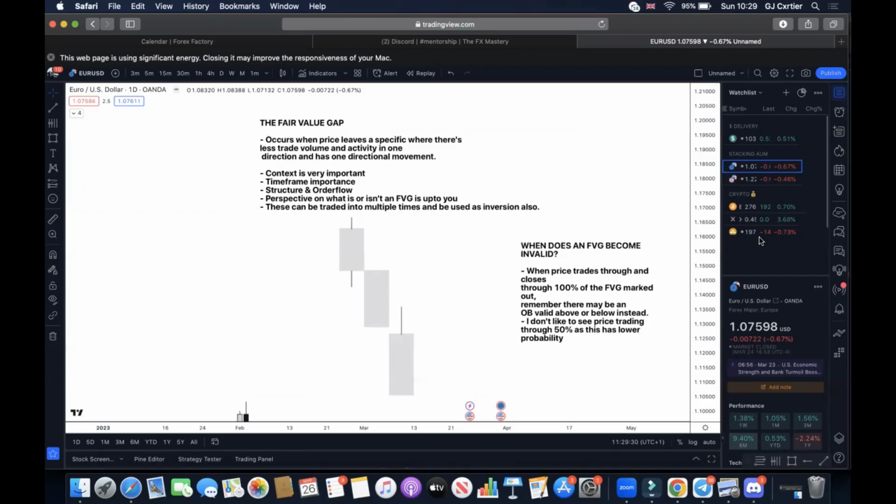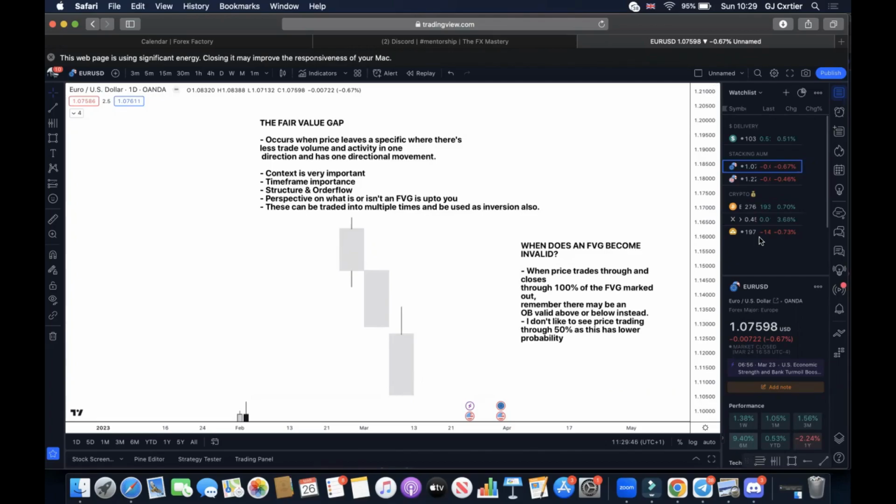So to begin with, what actually is a fair value gap? It occurs when price leaves a specific level where there's less trade volume and activity in one direction, and usually only has one directional movement. So the context of a fair value gap is very important.